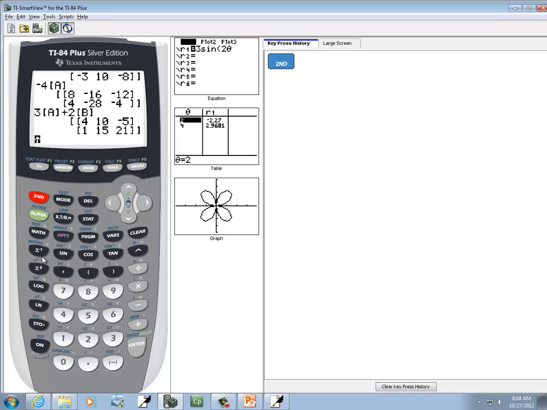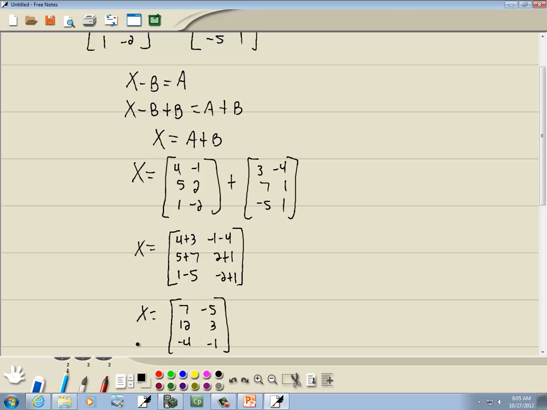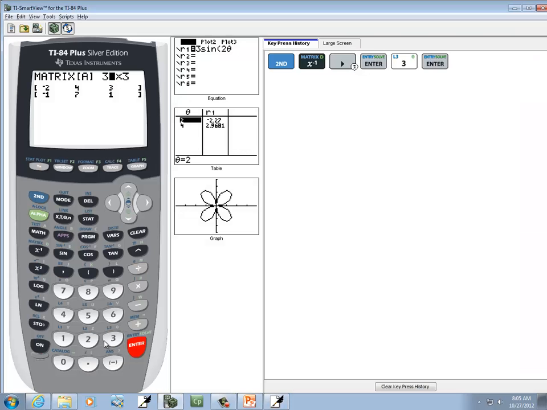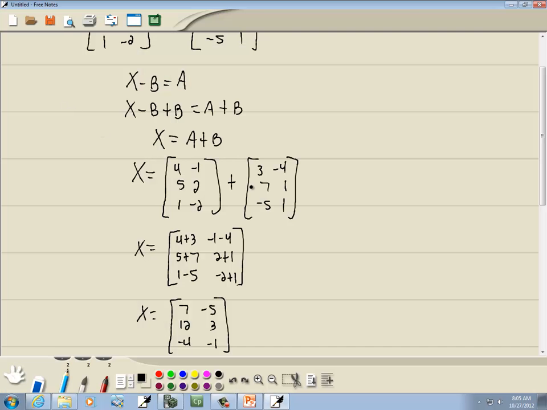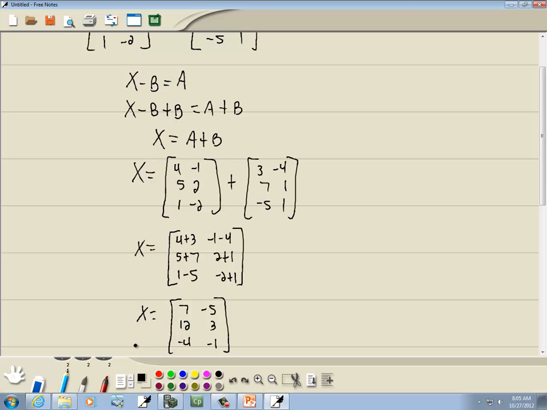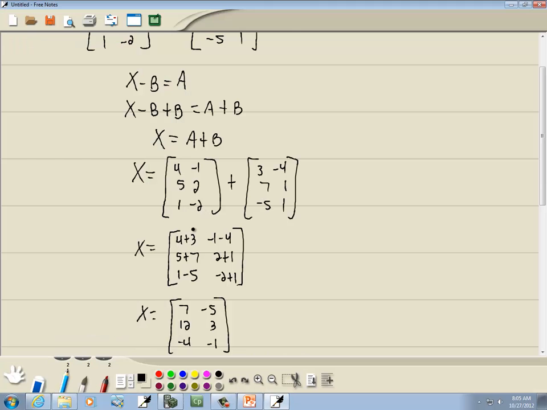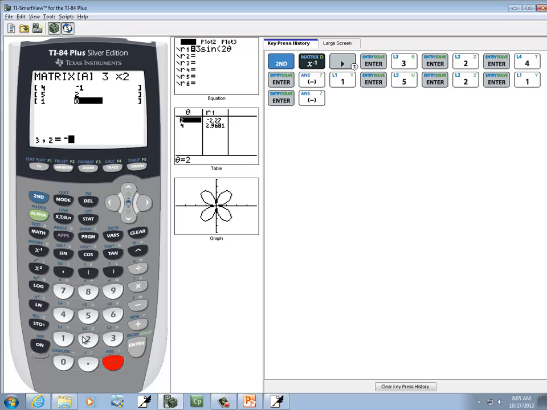Need to go input our matrices in. So do second x and negative 1. Right arrow over to edit. Do enter on A. Now A here, rows by columns, is 3 by 2. So do 3 enter, 2 enter. It's hard to mess that up, because after you get those numbers input, if your matrix doesn't look like what you're trying to input, then you know you did it wrong. And then you go back and flip it around. Like if I did 2 by 3, for example, it wouldn't look like this. Okay. 4 enter, negative 1 enter. 5 enter, 2 enter. And then 1 enter, negative 2 enter.